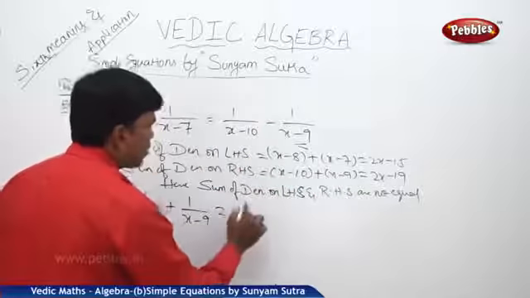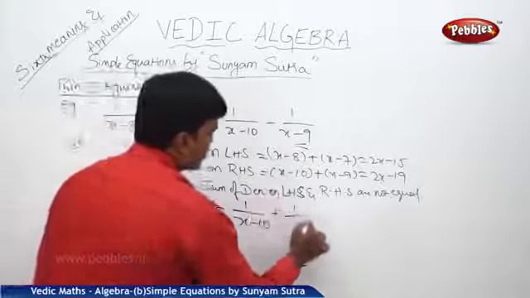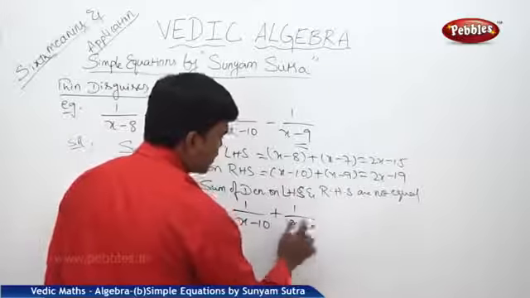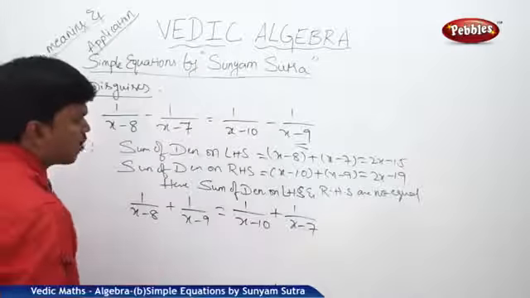How much will you get? 1 by x minus 10. Here it is subtracting, if it goes to this side, it becomes plus. So how much is it? Yes, x minus 7. Now check the sum of the terms on both sides.